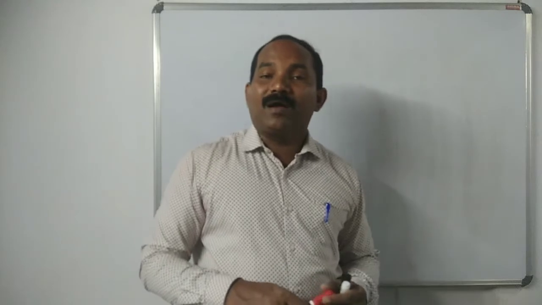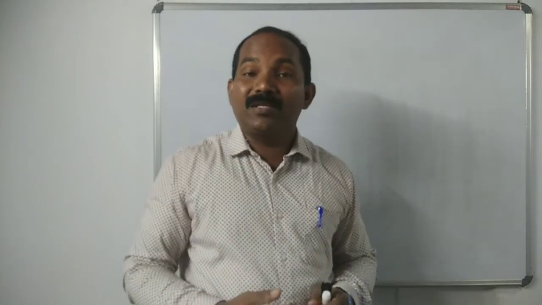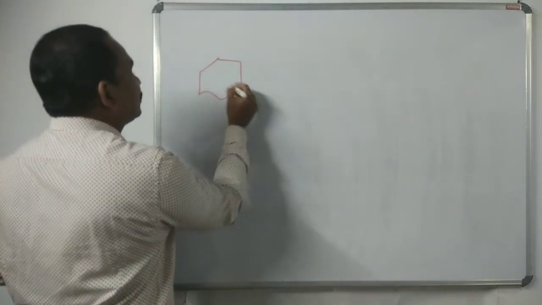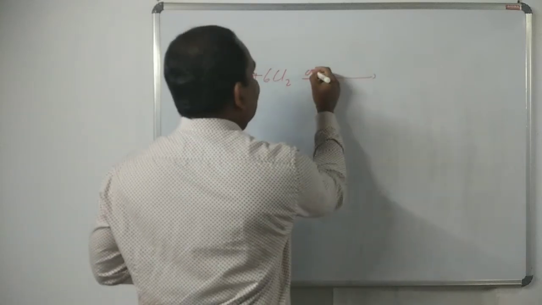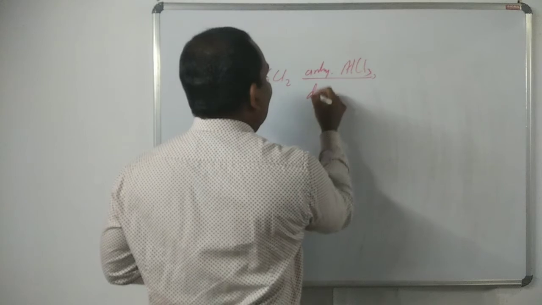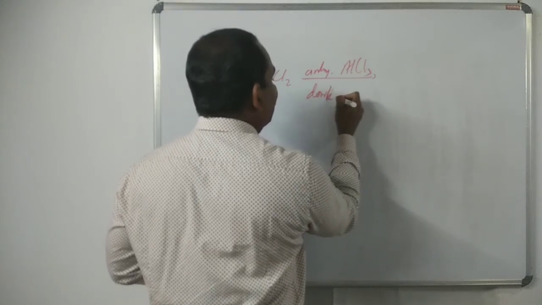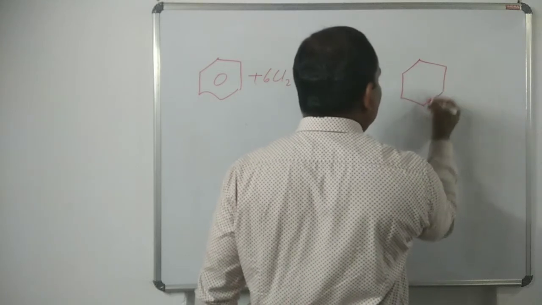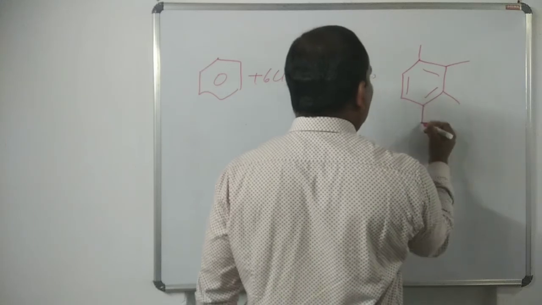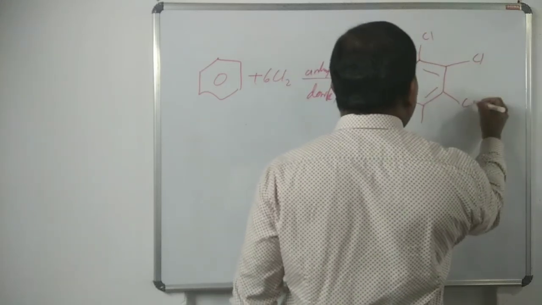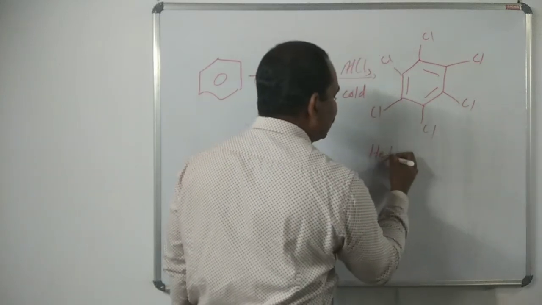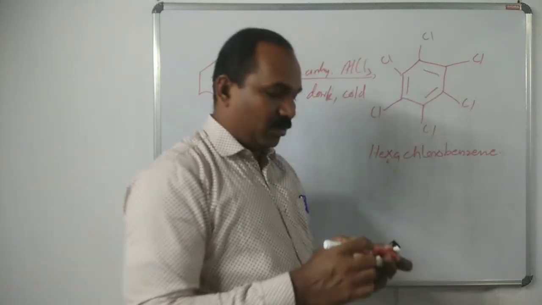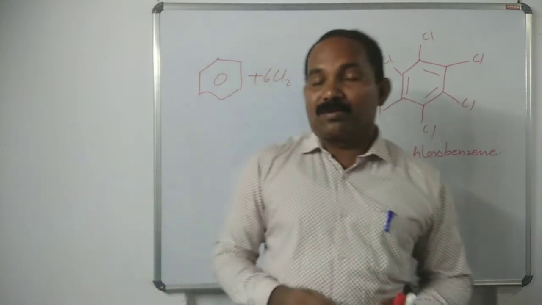Next, when we treat benzene with 6 moles of chlorine in the presence of anhydrous AlCl3 in dark and cold conditions, we get hexachlorobenzene. The 6 hydrogen atoms in benzene are substituted. It is called hexachlorobenzene. So these are some important electrophilic substitutions.